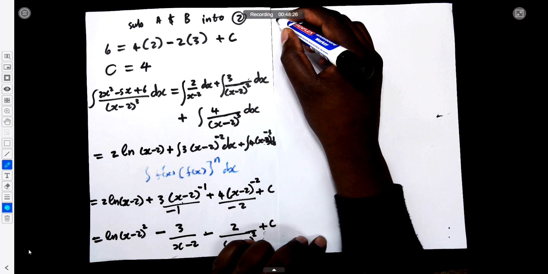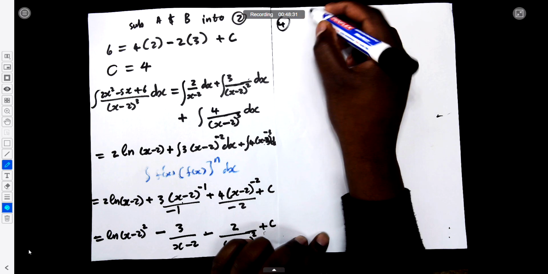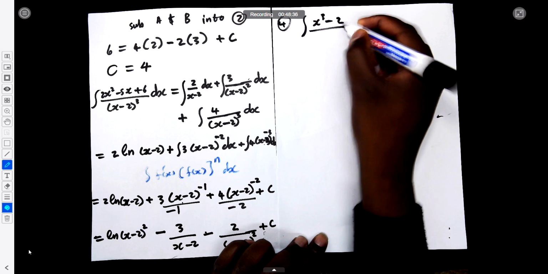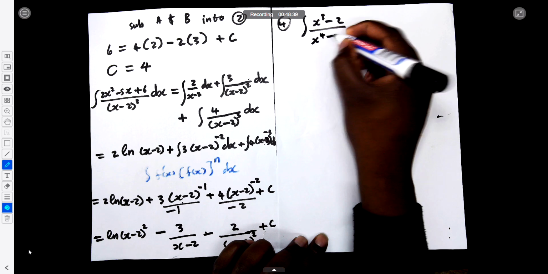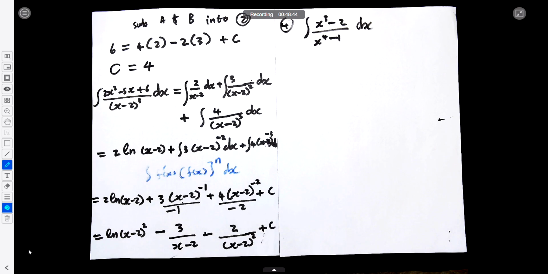It's number 4 in the textbook, but here I'll say it was 3, then I'll say this is 4. So let's say we're given x cubed minus 2, all divided by x to the power of 4 minus 1, dx. So we need to integrate the following. So the exercise that we were doing yesterday.